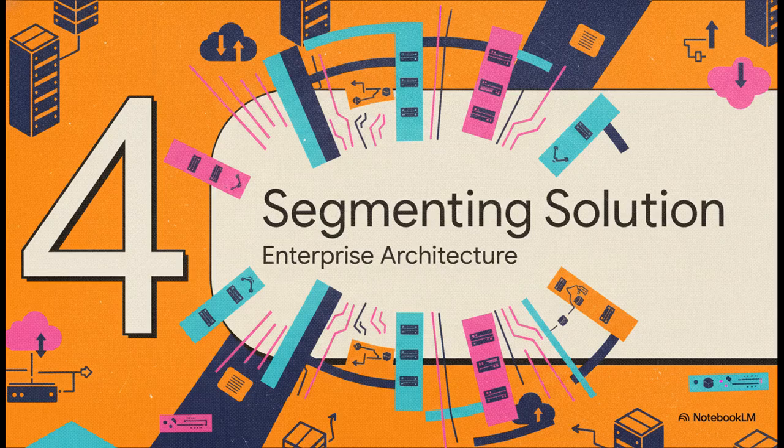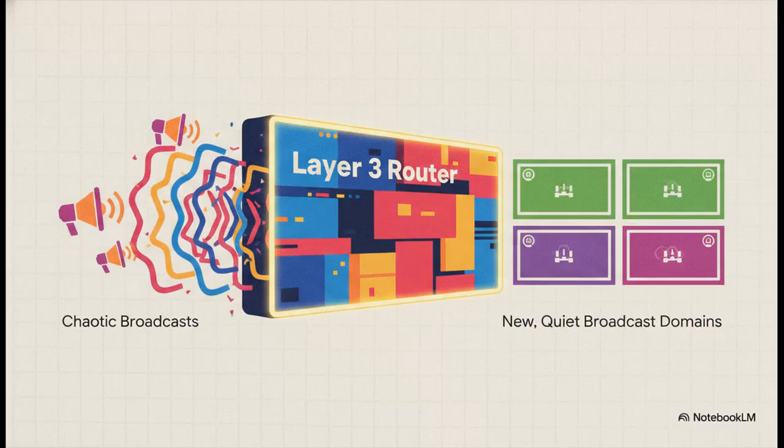Let's hit Section 4, segmenting for the solution. So how do we get the scale that our tiny SOHO router lacked while also controlling all that megaphone noise? Well, the ultimate boundary in a network is the router. Routers operate at layer 3, the network layer, and their golden rule is that they do not forward broadcasts. A router interface stops that megaphone shout dead in its tracks. Because of this, each router interface creates a completely brand new broadcast domain, what we usually just call a new subnet or network. By placing routers strategically, you're basically chopping that massive, noisy room into smaller, soundproofed rooms.